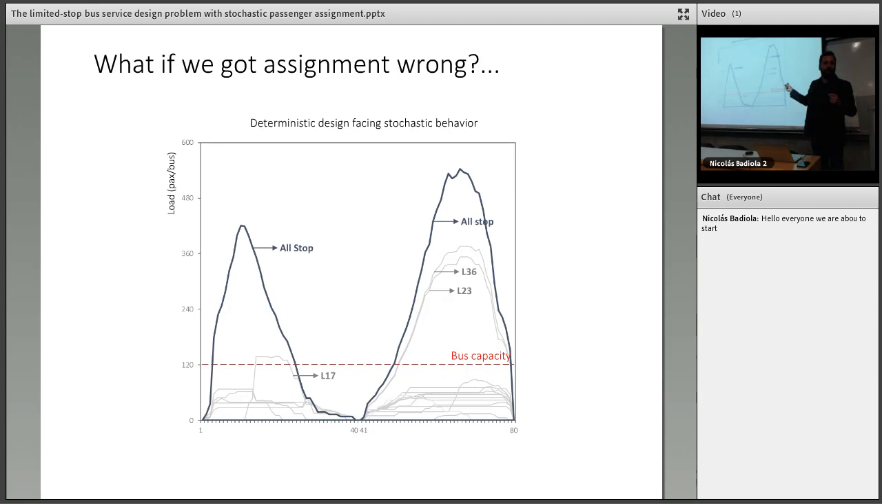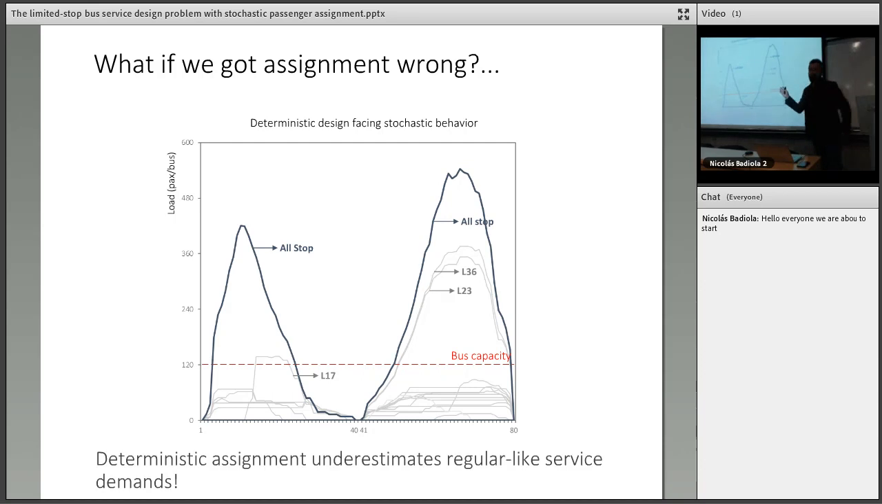So if you consider stochasticity, then you know that this is a smooth process, and that even when deterministic assignment predicts that no one is going to use the slower services, in reality, many people might still be willing to take it. And this is what we're seeing here. So when we work with deterministic assignment, we are being a little bit naive and maybe over-optimistic. We are maybe overestimating the ridership of the express services, and this would be a safer approach, even though we still have a lot of challenges to face regarding the correct way of solving this design problem.